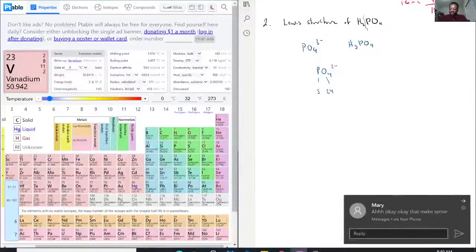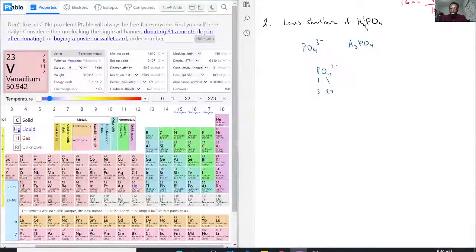And then we have 5 and 24, but then we have this 2 here. This right here, because it's a negative, it actually states that this whole ion is getting 2 more electrons. So with that being said, we have 5 plus 24 plus 2. Okay, and we have a total of 31 electrons. Let's see if we can balance this out.